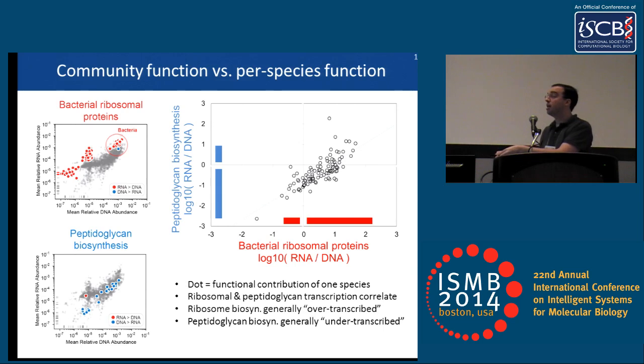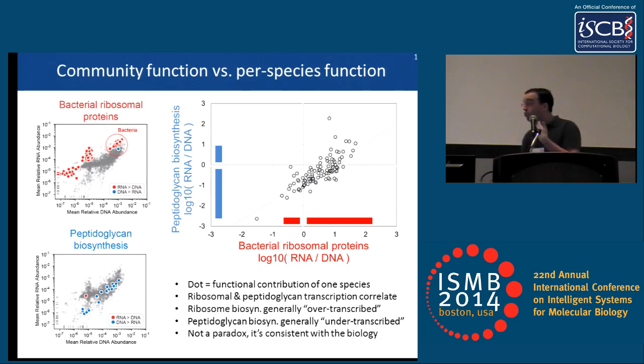Whereas for peptidoglycan biosynthesis, we see a 3-to-1 trend in the other direction, that most of the species here are actually not synthesizing as much peptidoglycan generating enzyme, or transcribing as much enzyme, as we would have expected from its metagenomic abundance. So everything here checks out, but it requires taking that community level function and stratifying it by species to understand what's going on. So not a paradox, that's consistent with the biology.